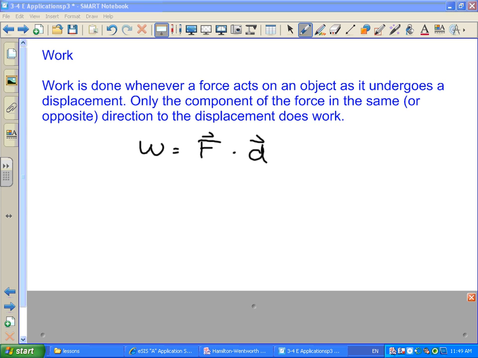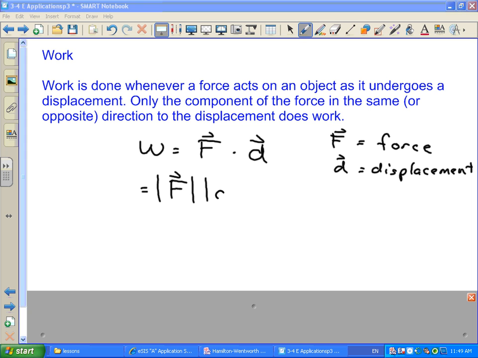I should just say here that F is, of course, our force vector, and D is our displacement. All right. And the other formulation, of course, is that we can have the magnitude of the force times the magnitude of the displacement times the cosine of the angle between the force and the displacement.